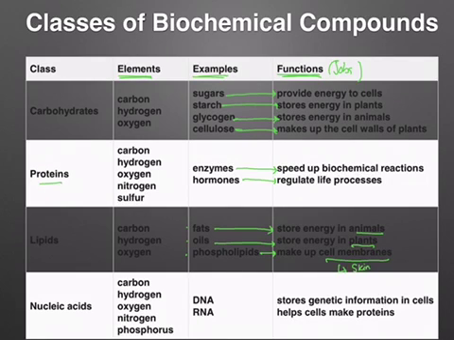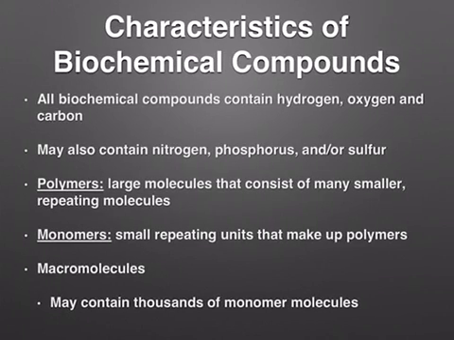Nucleic acids, there's 2 main types. We have DNA and RNA. DNA stores genetic information in cells, where RNA helps make proteins. And so from this table, we're going to go into even more detail about each of these.